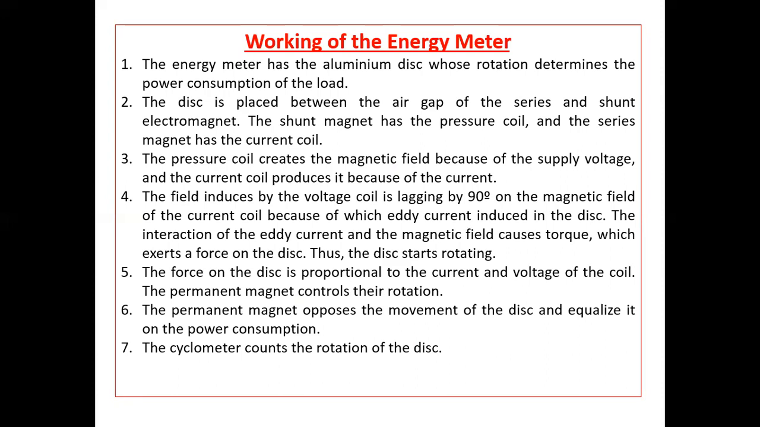The field induced by the voltage coil lags by 90 degrees the magnetic field of the current coil. Because of the phase difference between the series and shunt magnets, eddy current is produced in the disc. The interaction of the eddy current and magnetic field causes torque, which exerts a force on the disc, and due to this the disc starts rotating.